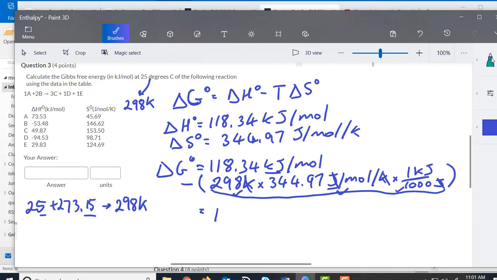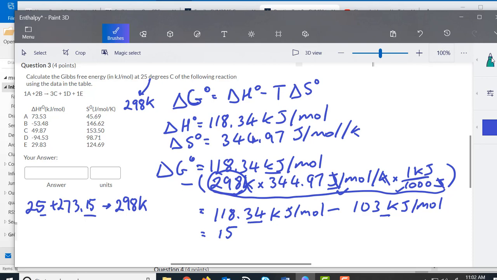Alright, so let's look at how we proceed. We've got 118.34 kilojoules per mole, minus 103 kilojoules per mole, which has been rounded to 3 significant figures to account for the temperature. The temperature has 3 sig figs here. Now this is going to be 2 decimal places, and that's no places past the decimal, so the answer comes out to be 15 kilojoules per mole.